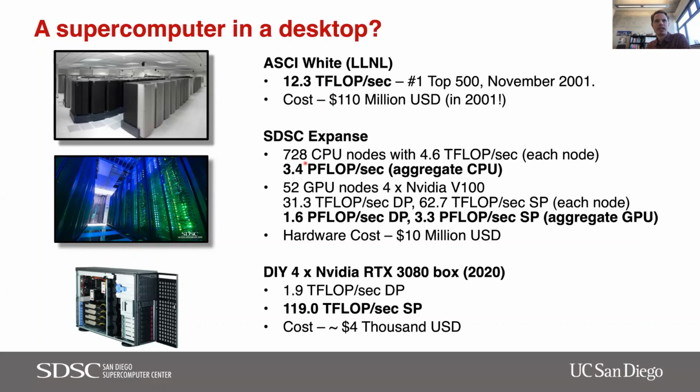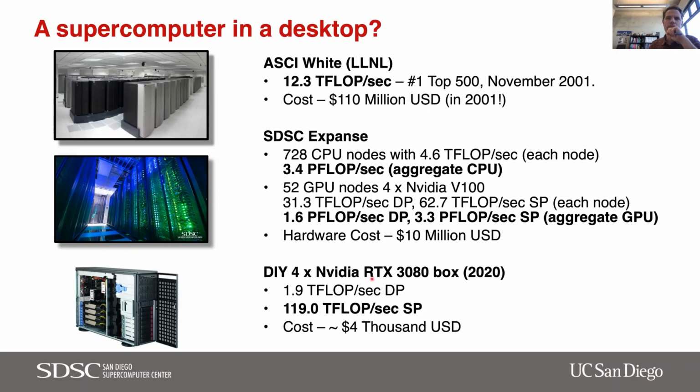SDSC Expanse, from the CPU nodes, we have an aggregate performance of 3.4 petaflops. The GPU nodes, there are 52 GPU nodes, each has 4 NVIDIA V100 GPUs, brings in an additional 1.6 petaflops in double precision, or 3.3 petaflops in single precision. And so you can see for $10 million hardware cost, we have almost an order of magnitude more compute performance.